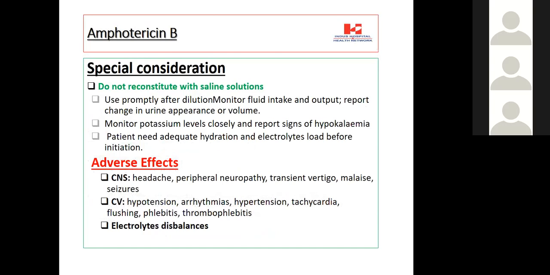What adverse effects can it produce in the patient? More frequently, we have to monitor the electrolytes, because this drug can cause hypokalemia and hypomagnesemia. And infusion-related reactions, like the patient becomes hypotensive, with chills, tachycardia, flushing, and phlebitis. It's a nephrotoxic drug as well. So it's better to give adequate hydration before the start of amphotericin and after ampho administration.